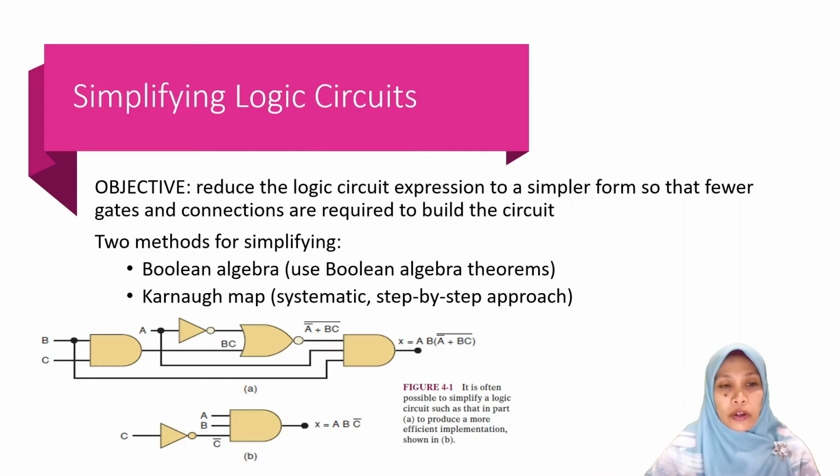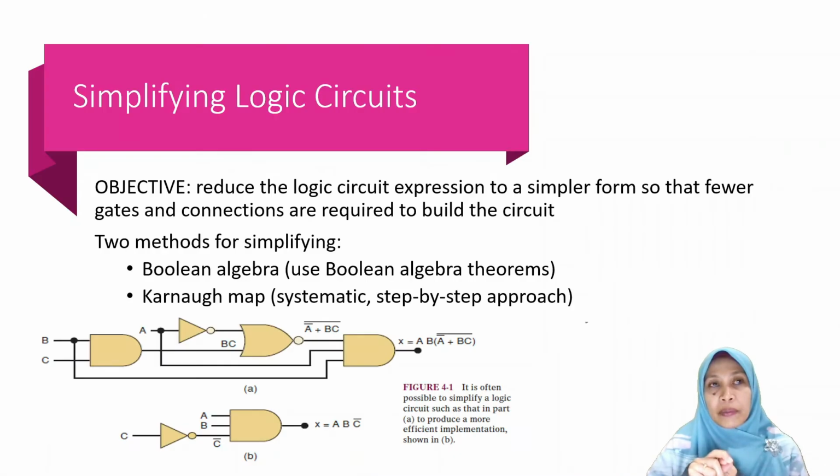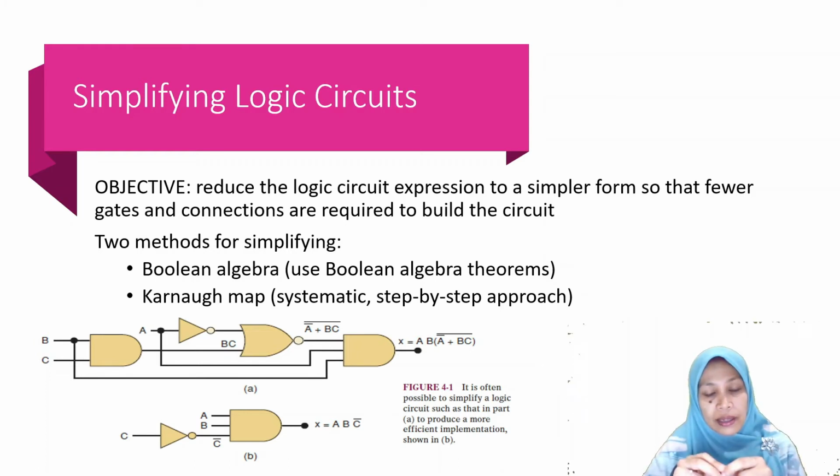Okay, next we will discuss simplifying logic circuits. The objective of simplifying the logic circuit is to reduce it so that we have a simpler form of the equation, and also to reduce the number of gates we use in the circuit. There are two methods for simplifying. We have Boolean algebra. This method uses knowledge from the previous lab. You already know about the Boolean theorem and De Morgan theorem, so you will apply both theorems to simplify the logic circuit, and we call this method algebraic simplification.